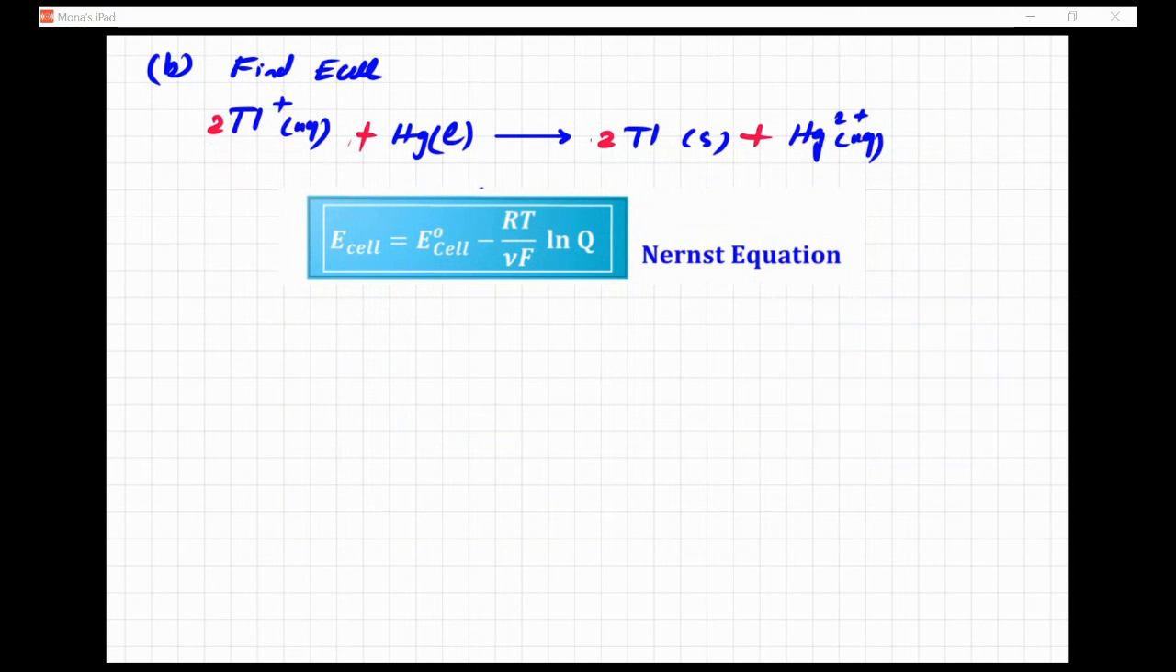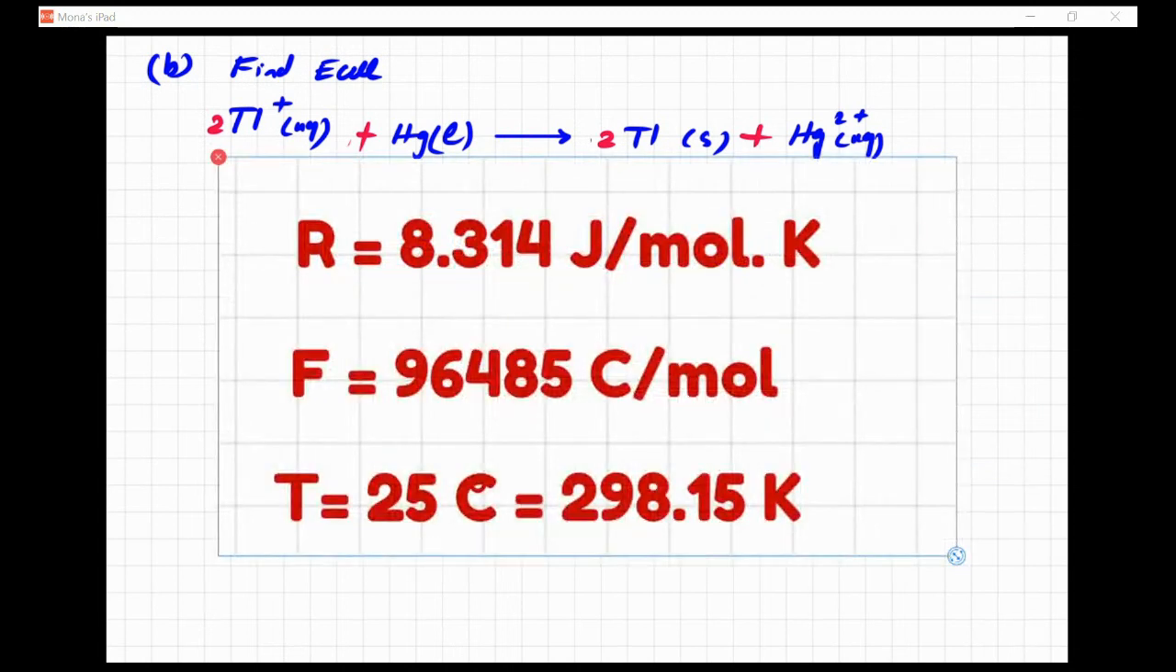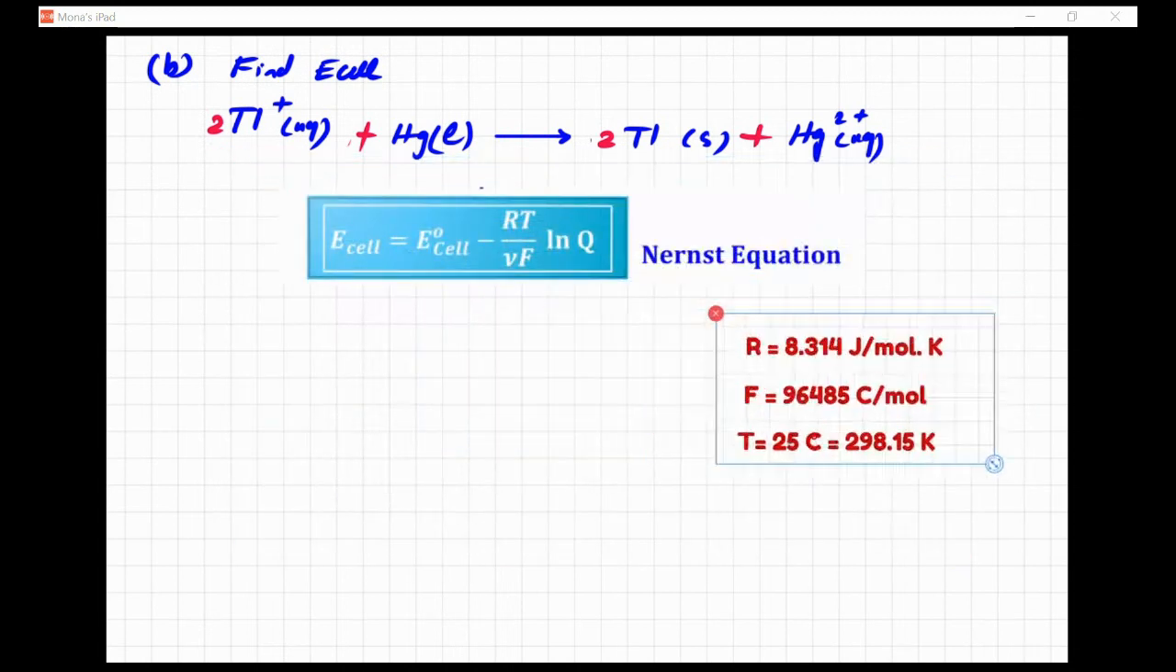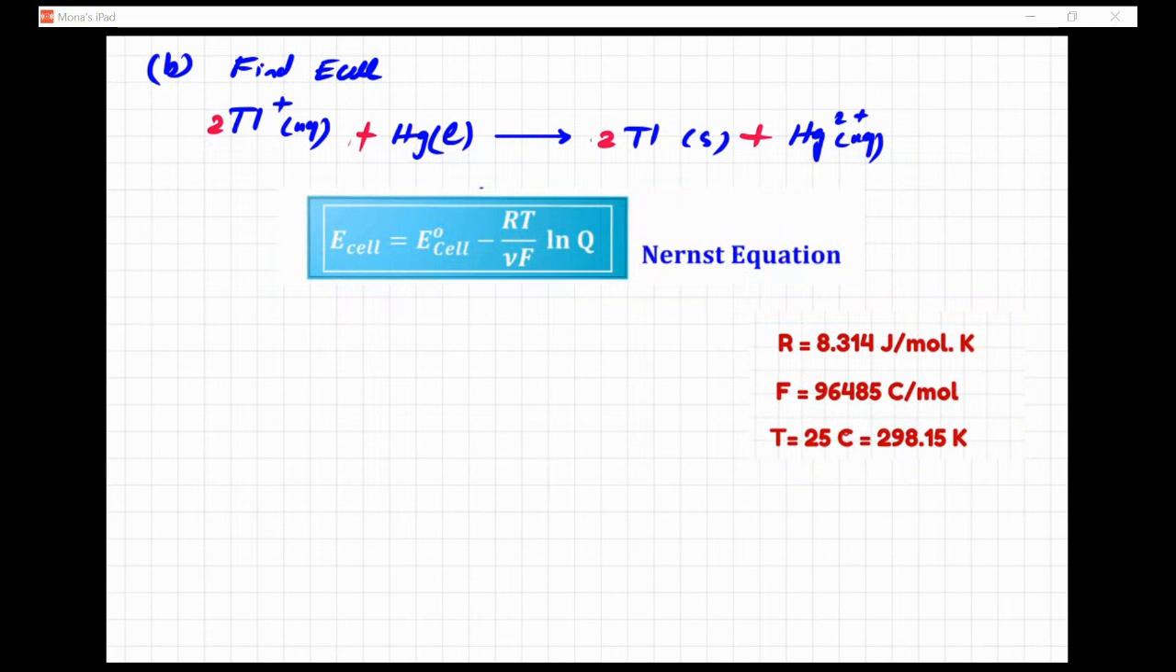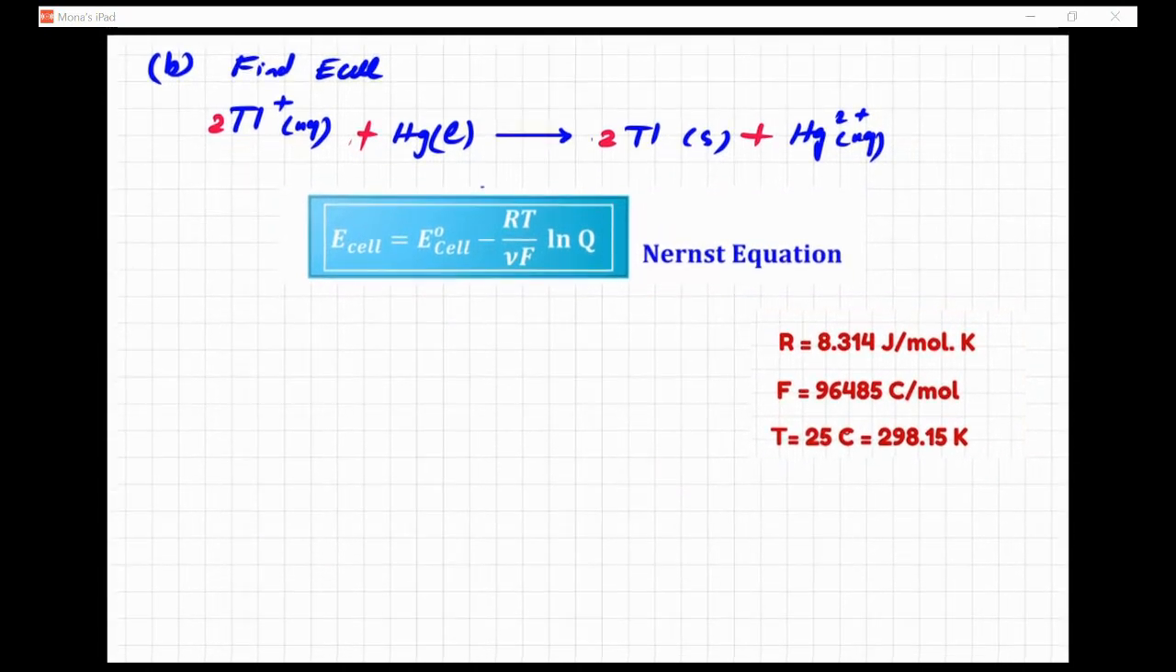So the values that we have now are the values of the constants. Now, what if, for example, the value of the temperature is not given? What do we do if the value is not given? We use 25. What if another value of temperature is given? We have to use the given value.